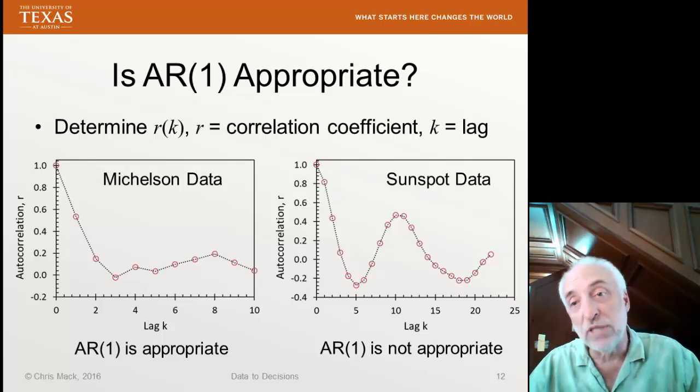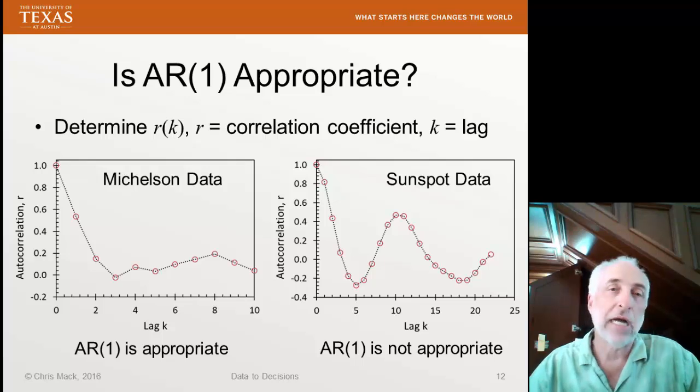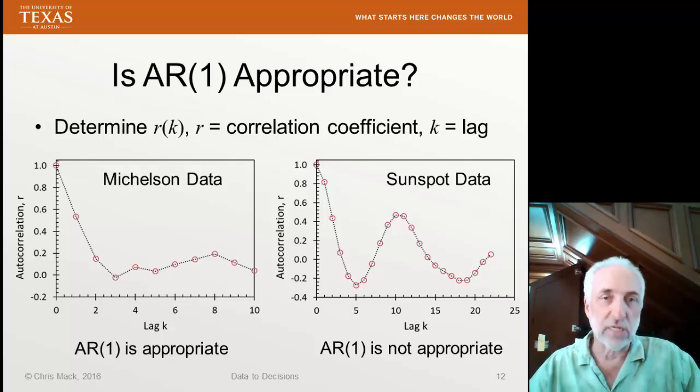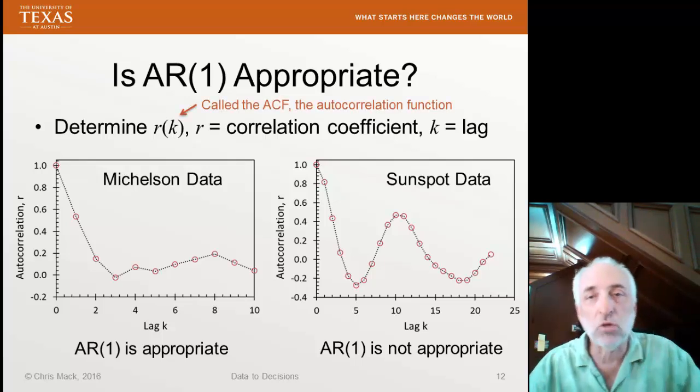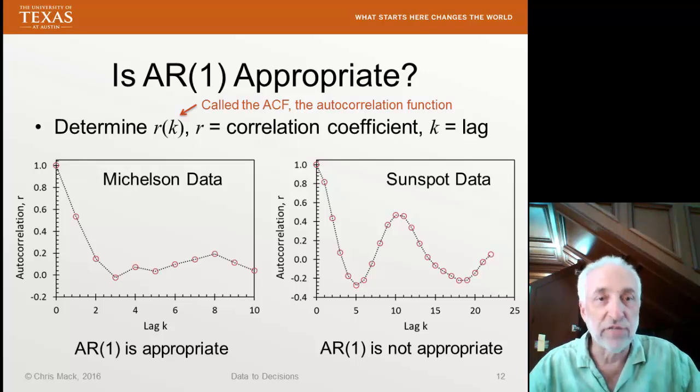Now, we're about to embark on a correction of correlated residuals using the AR1 model. But the first thing we should check is whether the AR1 model is even appropriate for this data set. How do we do that? How do we check it? Well, we do that by calculating something called the autocorrelation function, or ACF.